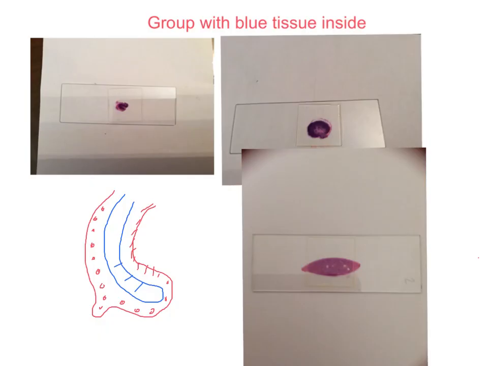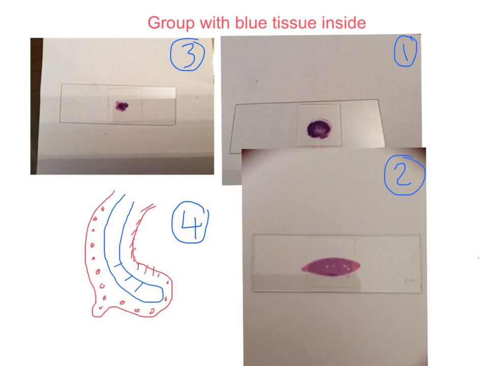Now we have the group with blue tissue inside. This group includes the following slides: number 1, the lymph node; number 2, the spleen; number 3, the tonsil; number 4, the ear pinna. Here these 4 structures are characterized by having blue tissue inside.